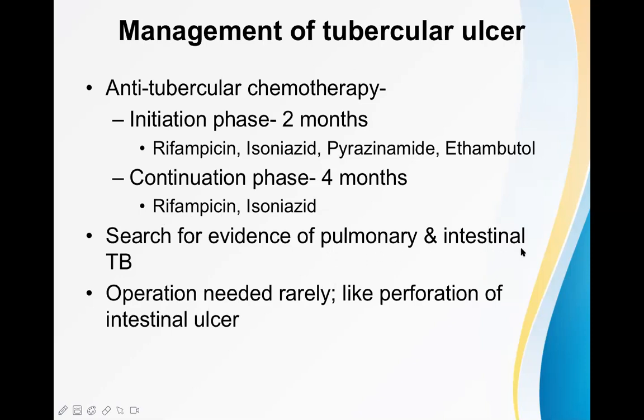Search for evidence of pulmonary and intestinal TB. Examine and do some proper investigation. And if operation is needed, okay, then you go for it. But usually operation is needed not that commonly, especially if there is perforation of intestinal ulcer. In case of intestinal tuberculosis, then we may need to go for the surgery.